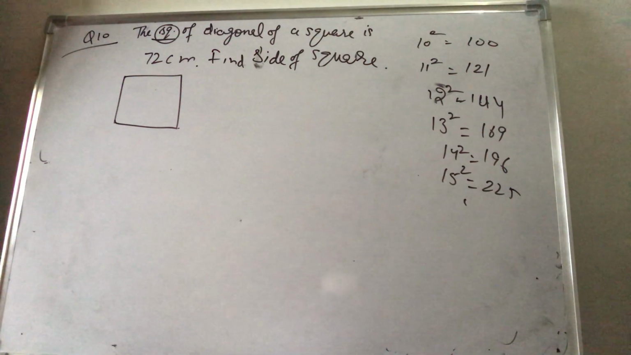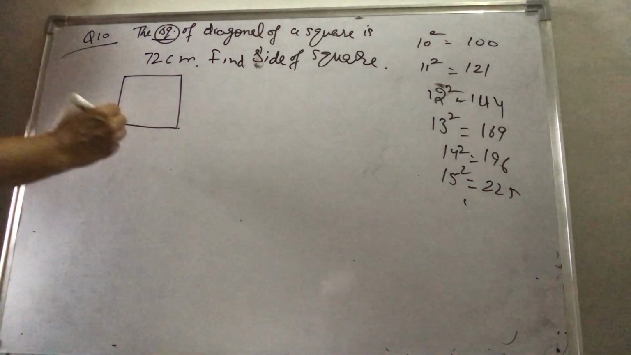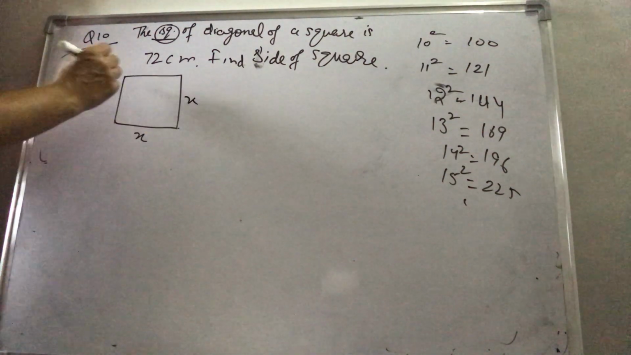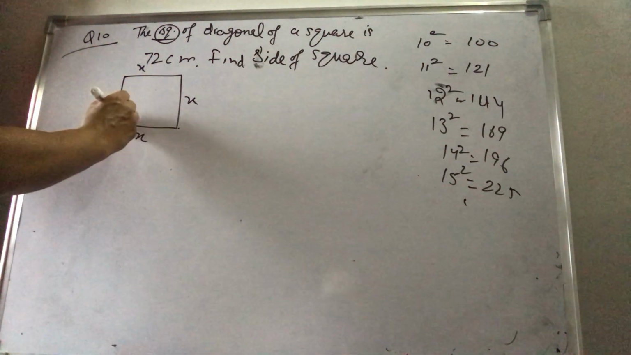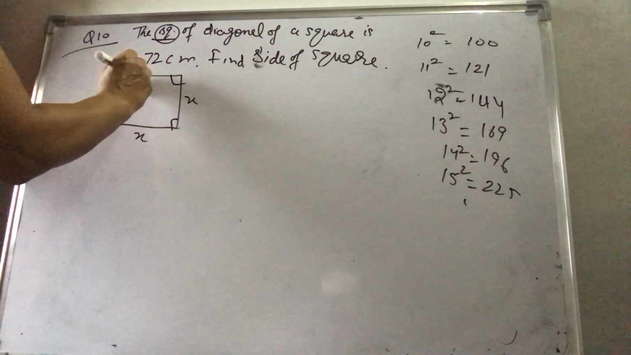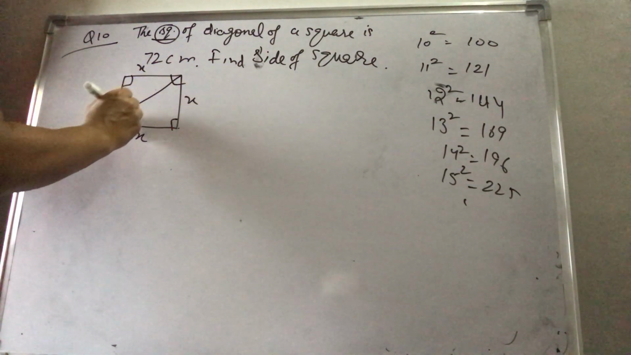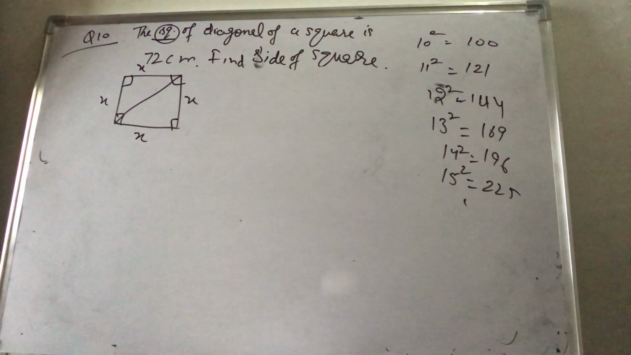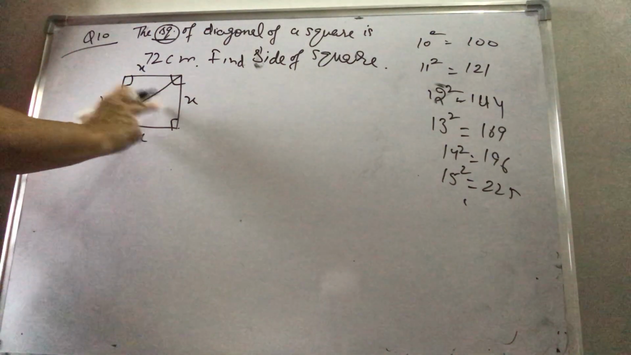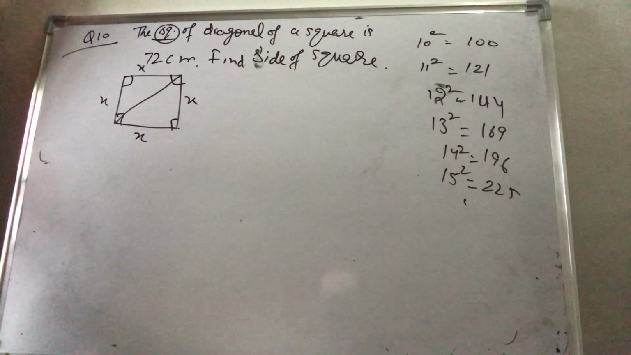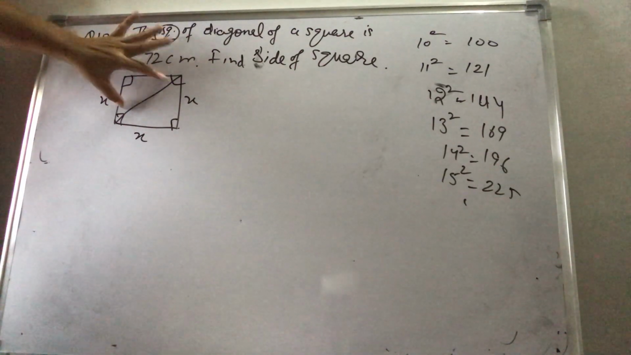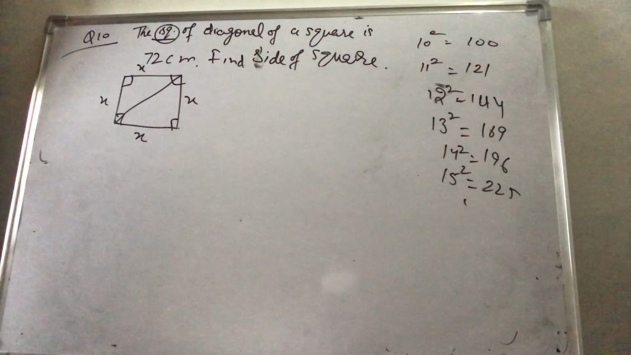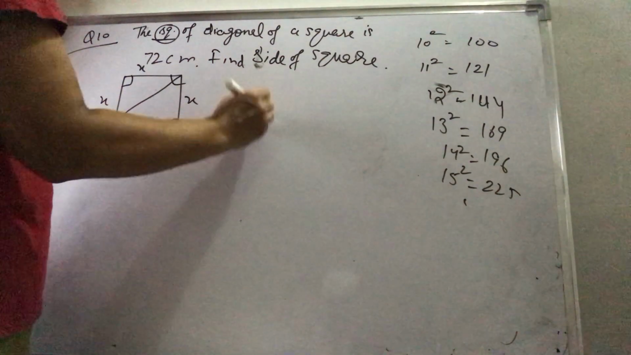It is a square. We are not given the side of the square. Let's take it as x. All the sides of square are equal and all the angles of square are of 90 degree. This is the diagonal of the square. Again same, it is a right angle triangle. Now we are given that the square of this diagonal is 72 centimeters. So we will use the Pythagoras theorem.